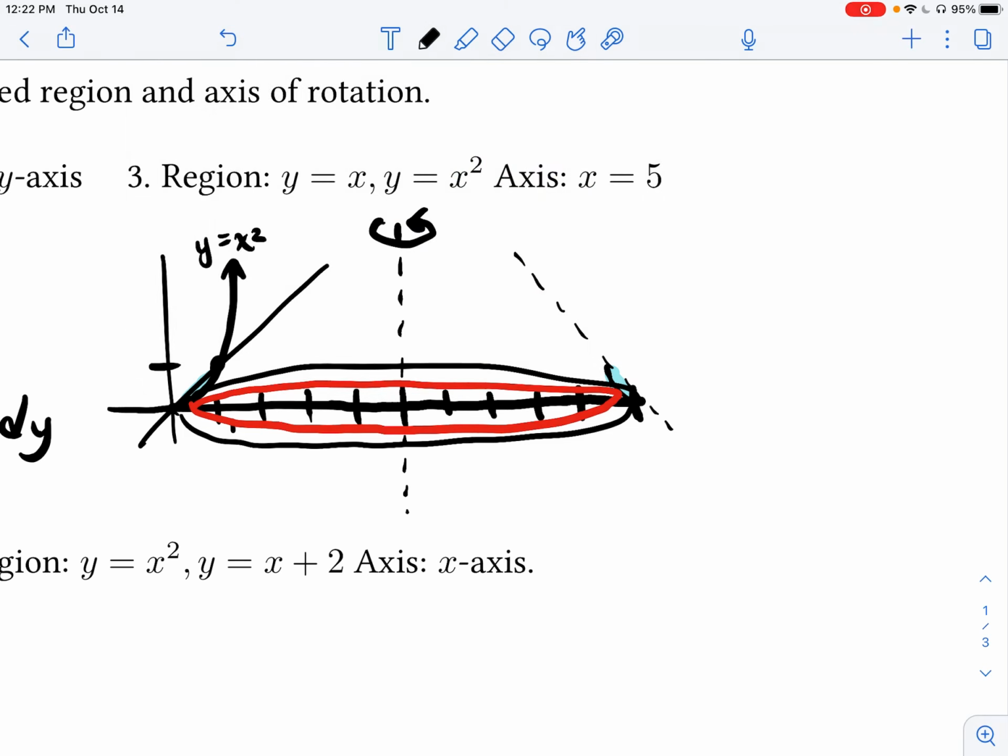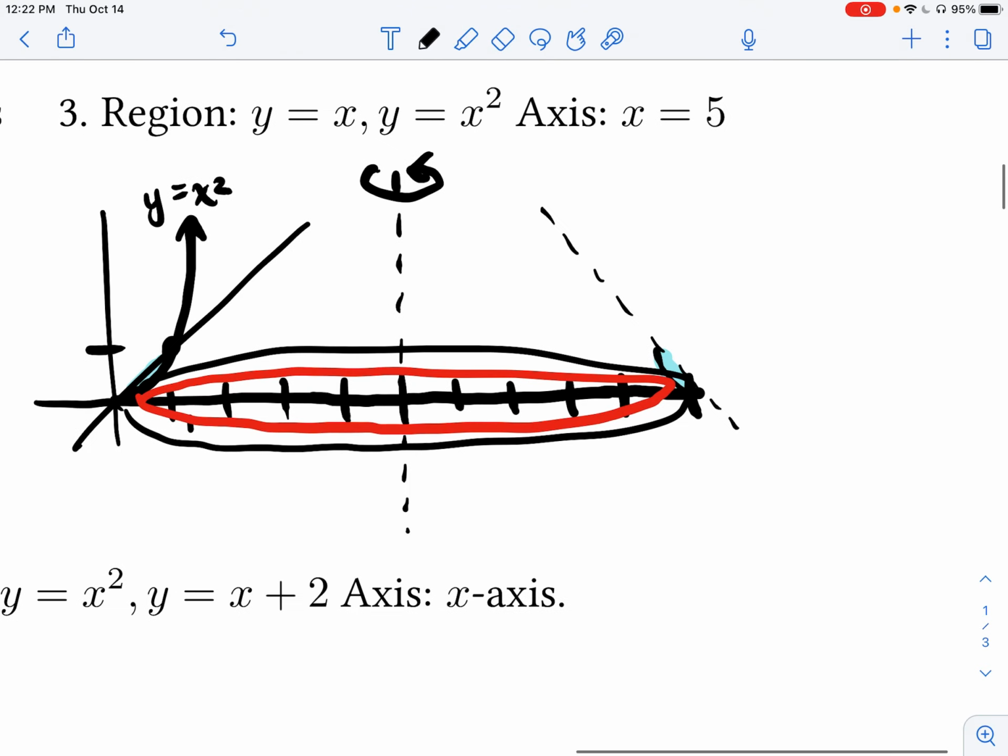All right. The main thing here that we need to recognize is we are rotating horizontally around a vertical axis. So what is our large R here? Our large R is going to be the distance. Let me do this in blue. The distance between this line, the line that is the outer boundary here, and the line x is equal to 5.